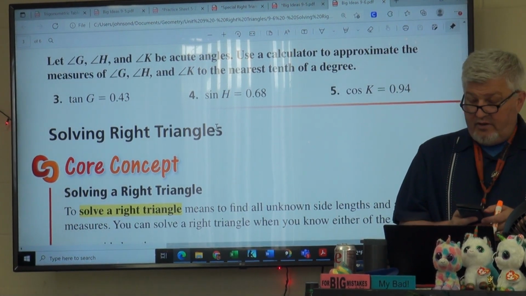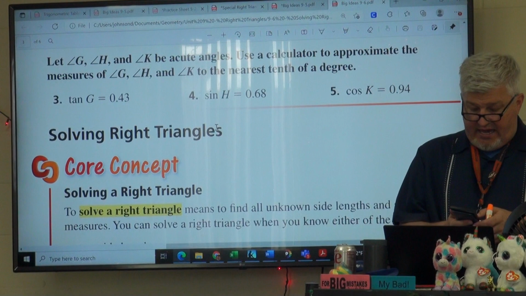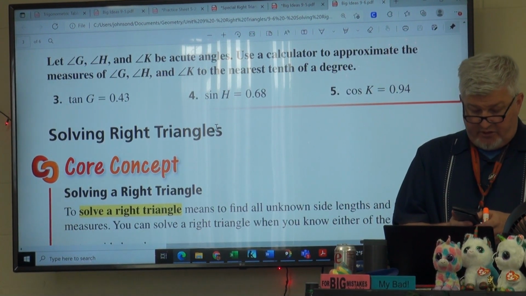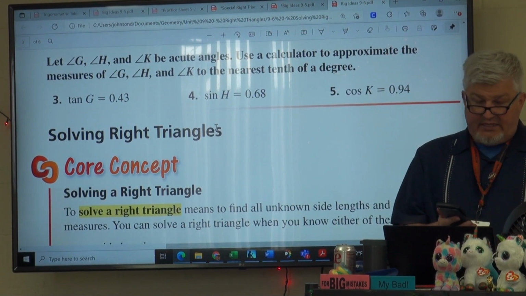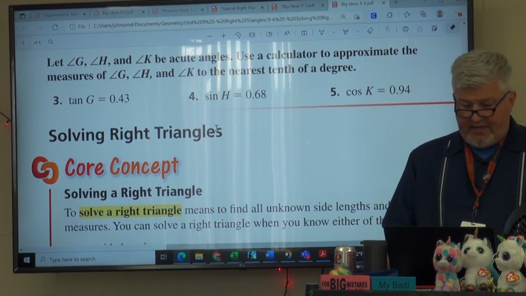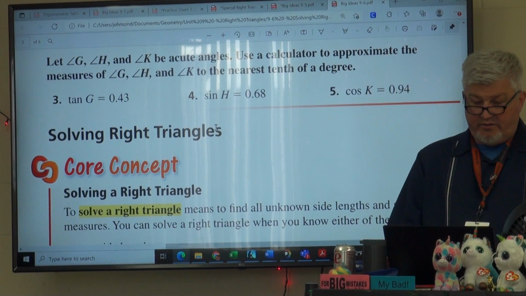And lastly, cosine of k is 0.94, so I'm doing inverse cosine, 0.94, enter, 19.9 degrees. Okay, so those are very easy, that's just calculator work.